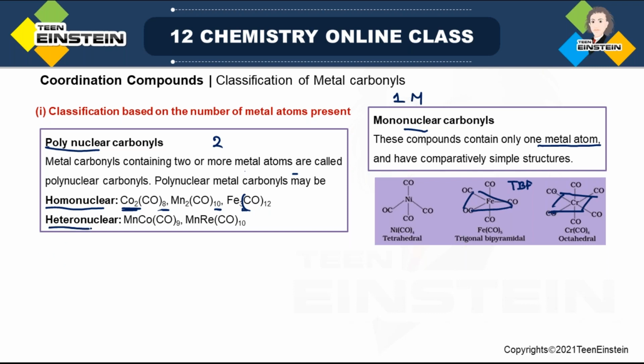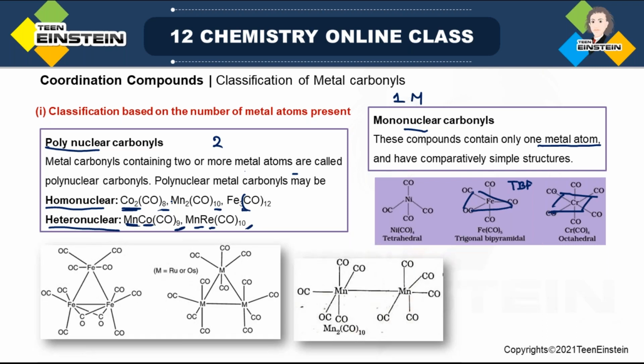But heteronuclear is also possible, though that is comparatively less common. Now we have two different types of metal. Manganese cobalt, 9 carbonyl. Manganese rhenium, 10 carbonyl. Rhenium is just below Mn, not just below Mn is Tc and then Re. That means in the same group as manganese.